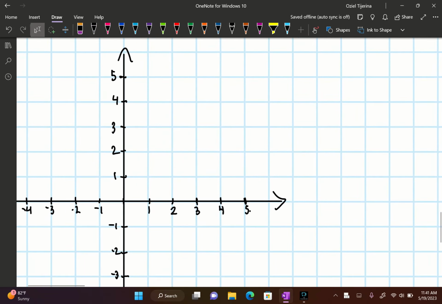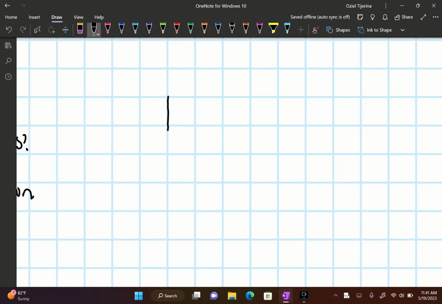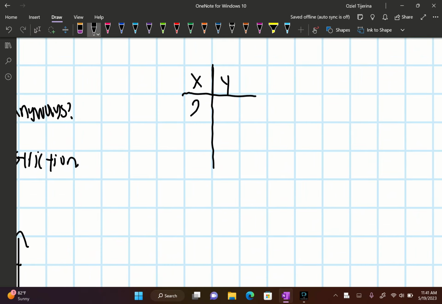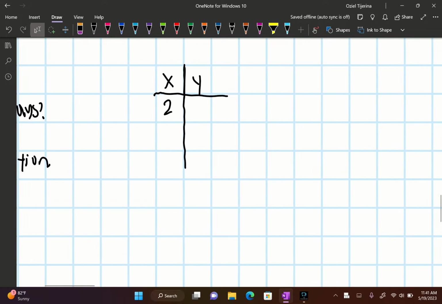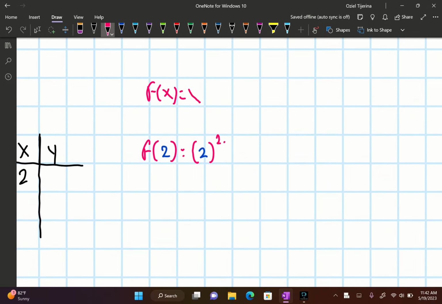So what that means is, whenever I plug in x equals 2, if I do a little table here with x and y, and x equals 2, then f of 2 is just going to be the quantity 2 squared, because my function is f of x equals x squared. I just plugged in 2 for x.